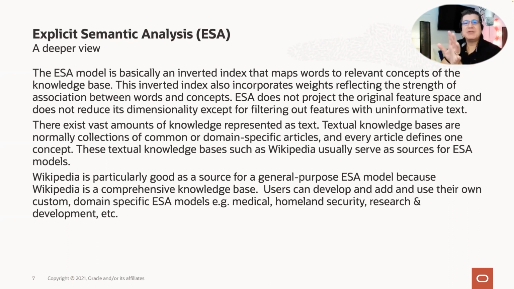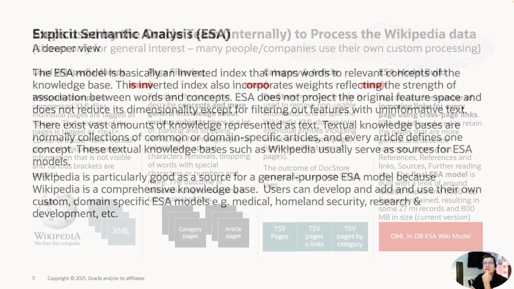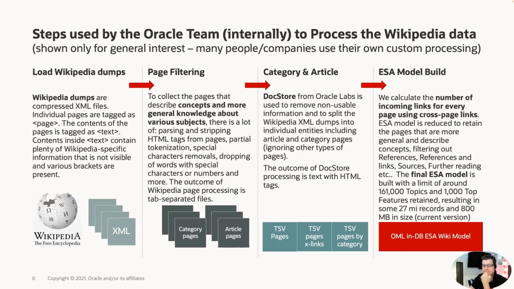So it really depends. You have to be careful about what kind of knowledge base you're going to use, right? For Oracle, what we did is we took the Wikipedia data, and there is a blog about it. Shari wrote a blog about exactly what we do and where we get those Wikipedia dumps. We take the Wikipedia dumps, process that text, and check the specific context. We then do page filtering, filtering to pages that are concepts and more general knowledge subjects.